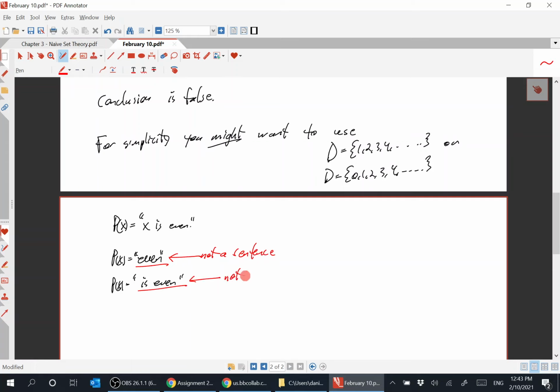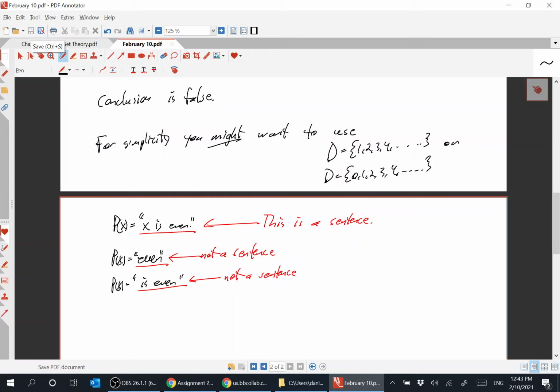Again, not a sentence. This is a sentence. This is a sentence. What I wrote there, not a sentence isn't a sentence. So just to further cement that in there.